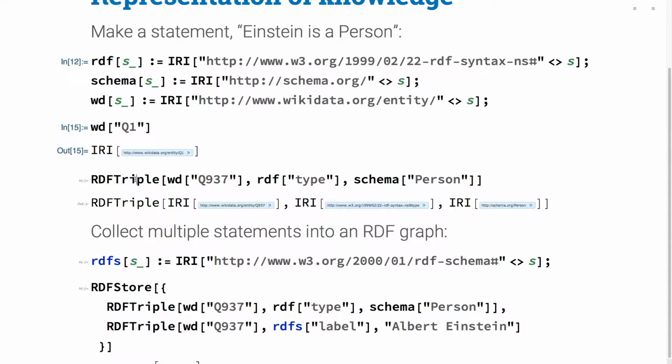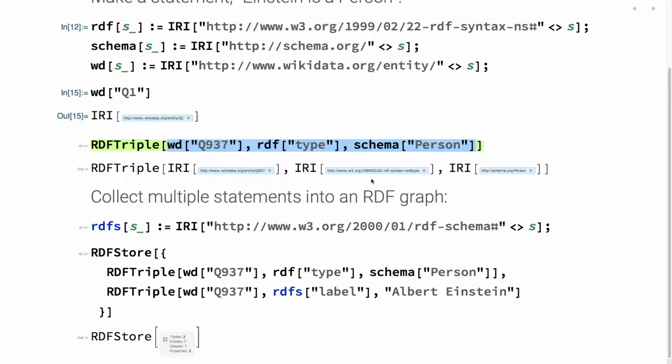So now we can make a statement. This thing is of type person. So that means Albert Einstein is a person. It's a machine-readable statement. And then we can collect these statements into RDF graphs. This is an RDF store which contains one or more graphs.